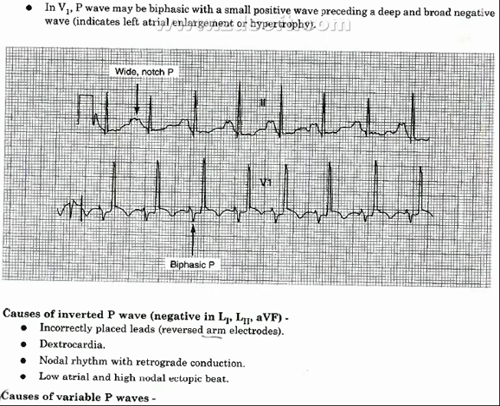Causes of inverted P wave: negative in lead 1 to aVF, incorrectly placed leads, that is, reversed arm electrodes, dextrocardia, nodal rhythm with retrograde conduction, low atrial or high nodal ectopic beat.